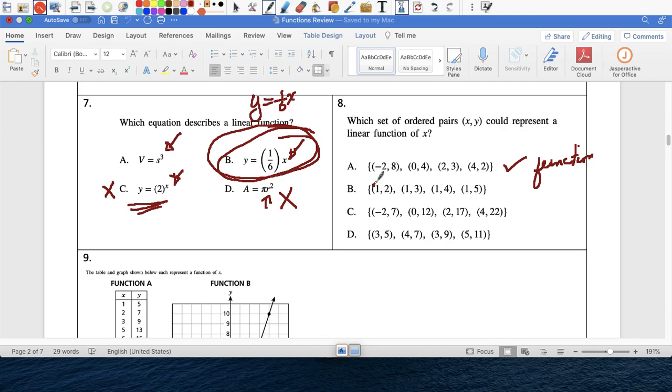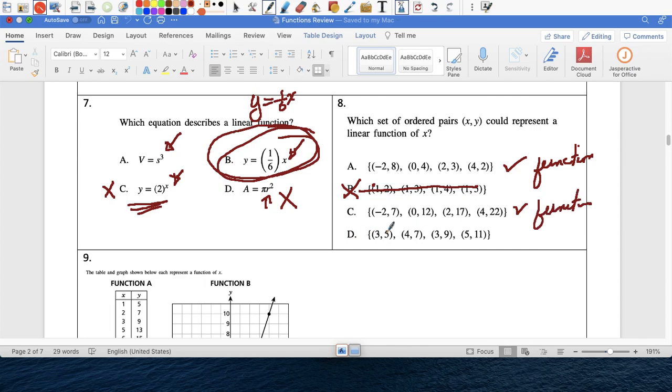B: 1 gives me 2, 1 gives me 3, 1 gives me more. So the input of 1 has so many outputs, 4 different outputs. That's not even a function, so that's out. C: you plug in negative 2, you come out with 7; 0, you get a 12; 2, you get a 17; 4, you get 22. So this is a function.